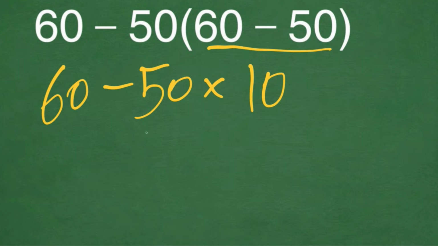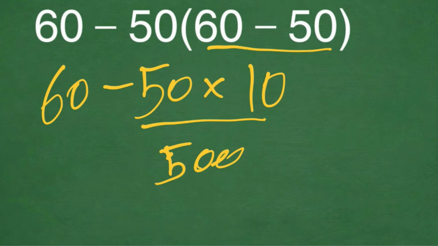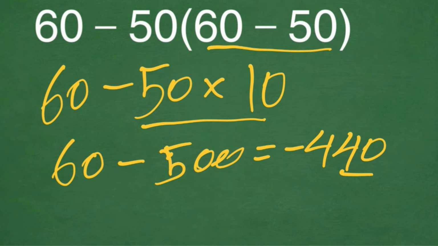So we have to solve the multiplication before the subtraction, right? So 50 times 10 gives us 500. And the problem becomes 60 minus 500, which is equal to negative 440. So the final answer to this question is negative 440.